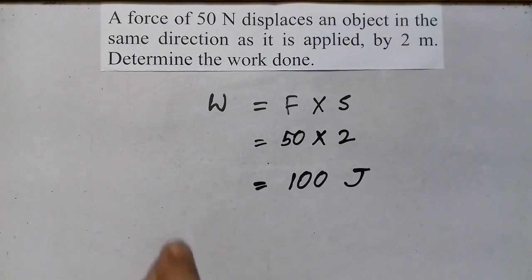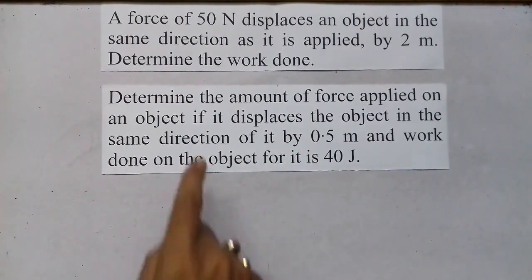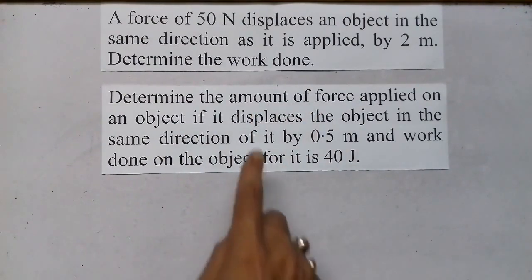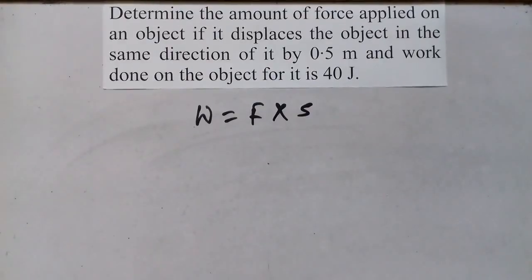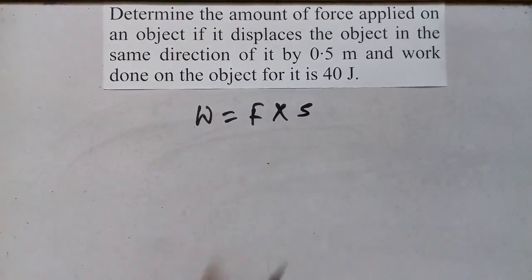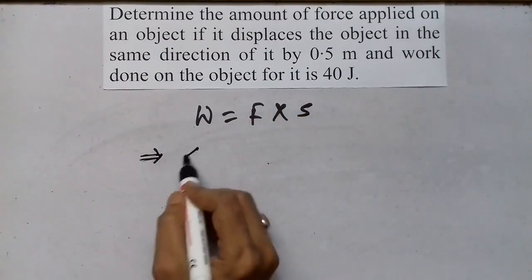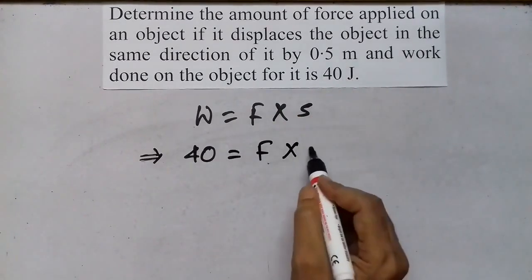Let's change this problem a bit. Let's have a look at this word problem. Here we have to find out the amount of force applied on an object when displacement is 0.5 meter and in the same direction of the force applied, whereas work done on it is 40 joule. Let's write that formula we have learned. We know this formula, W is equal to F into S, where W denotes work done. Work done is 40 joule. Force is to be determined and displacement is 0.5 meter.